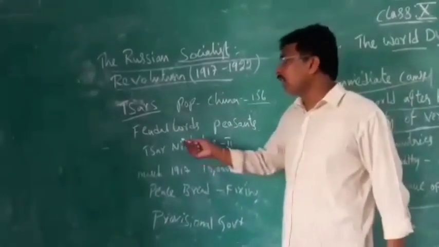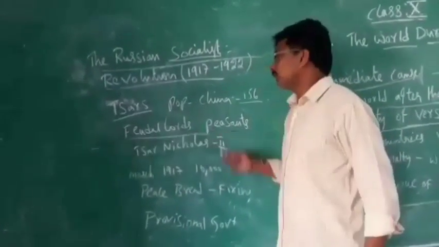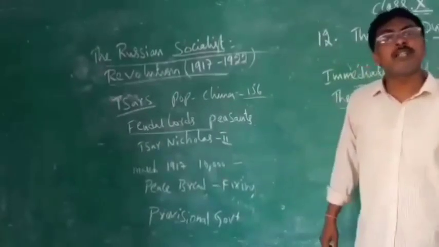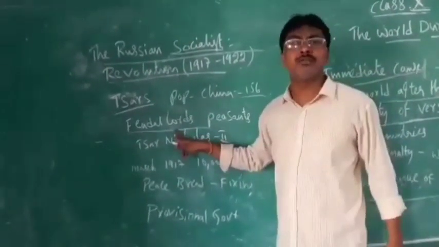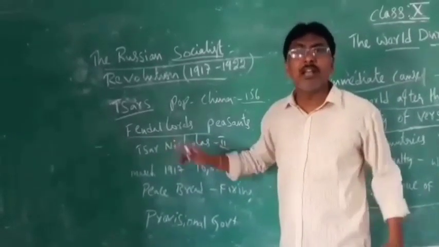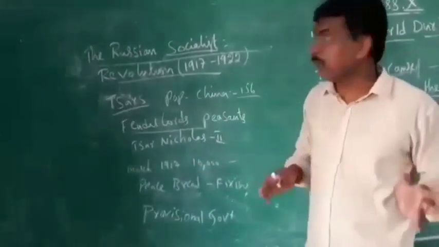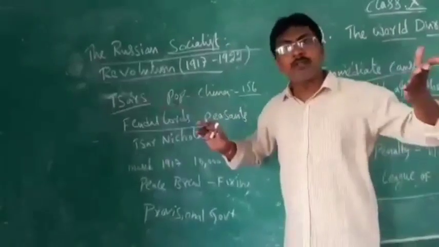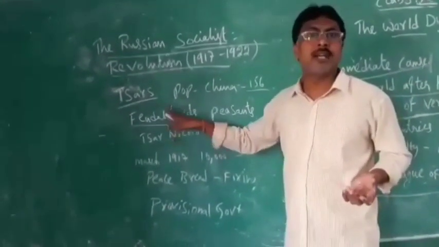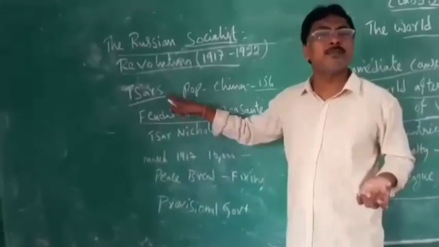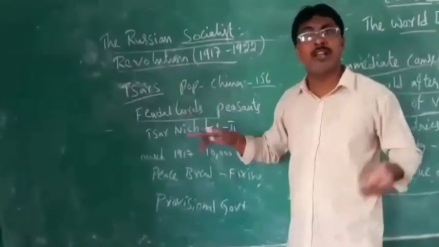And in Russia, feudal lords used to dominate. What is the meaning of feudal lords? Feudal lords are nothing but landlords. Why? Because at that time, the government used to rule by the Caesars and the feudal lords. Caesars means kings, and the feudal lords are landlords.